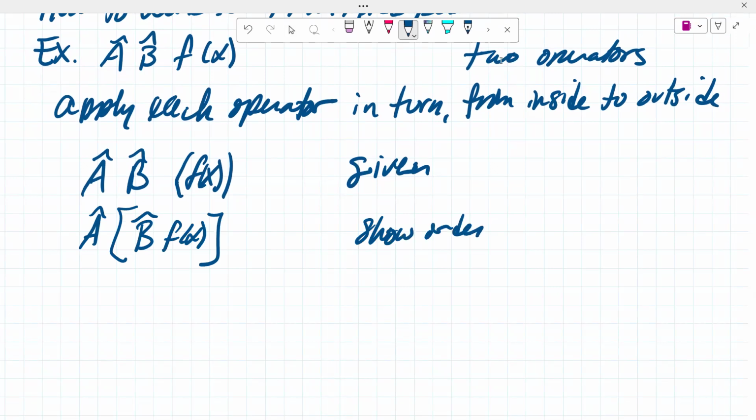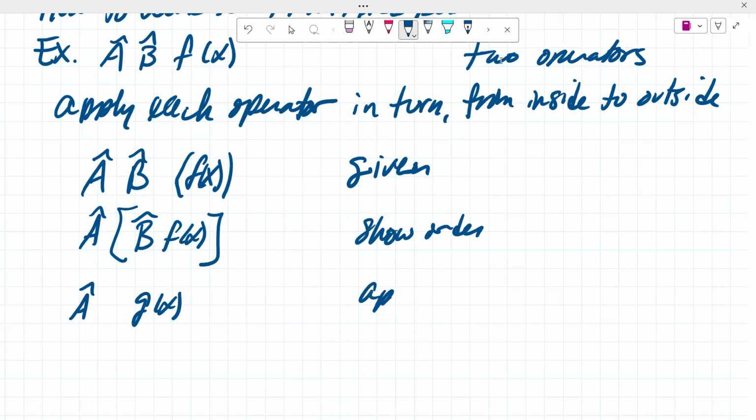And then you would apply B hat operating on f of x. So that will give some answer. And when B hat operates on f of x, that will give some new function g of x. So now we have A hat g of x. So now, well, what happened?